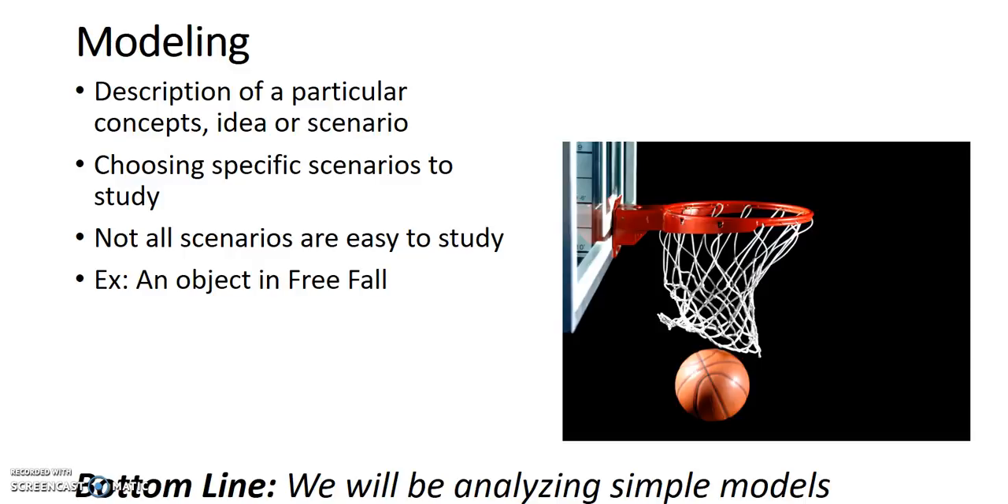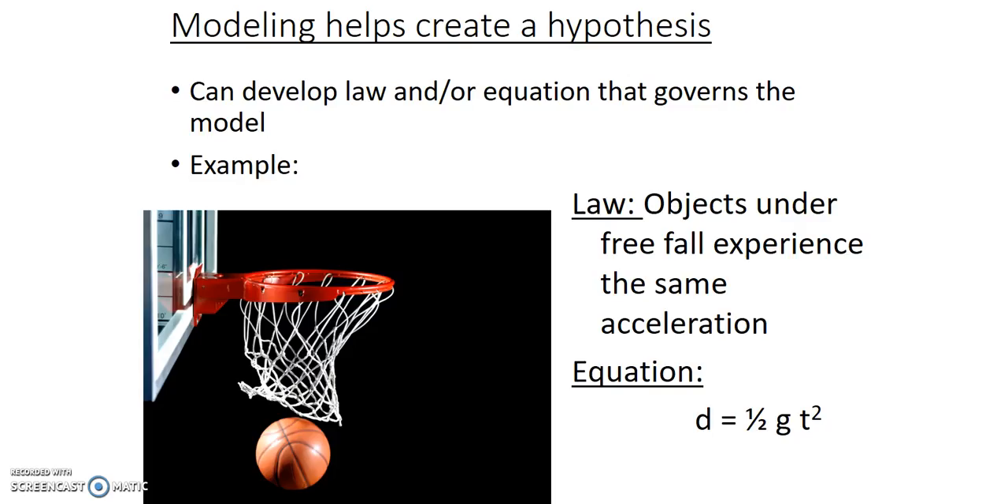For example, an object in free fall. Generally when we look at objects in free fall, when you take an object and just drop it, it's under the influence of gravity, but it's also under the influence of air resistance. To make things simple, we usually take out air resistance. So that's an example of models. Even though there's real things happening in our real environment, we take them out to make them a little more easy.